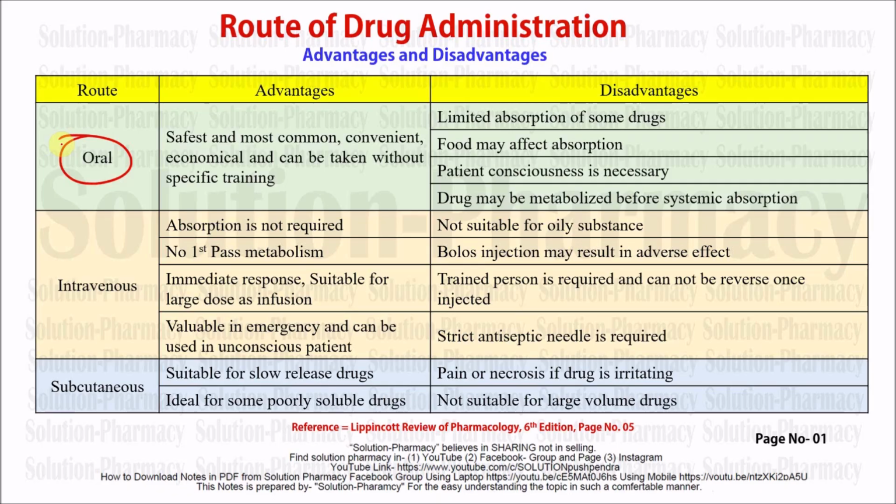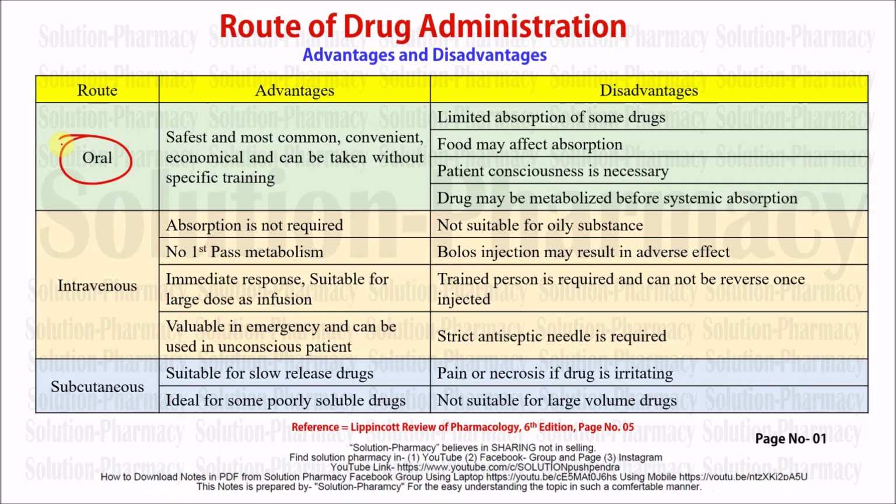Second one, economical. Mostly we have seen that tablets, capsules and syrups are economic. The cost is affordable, but that does not mean that all oral drugs are economic. That may vary from drug to drug, but on average we can say that oral route drugs are economical and can be taken without specific training. As I have explained earlier, there is no need for any training or experience certificate for taking oral drugs.